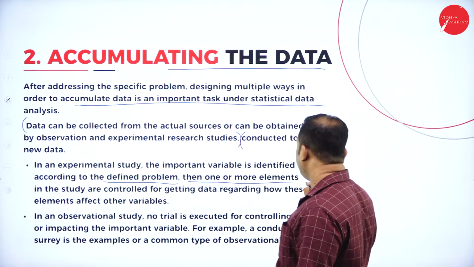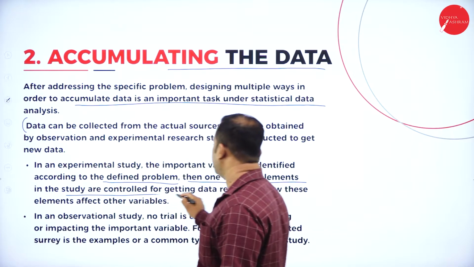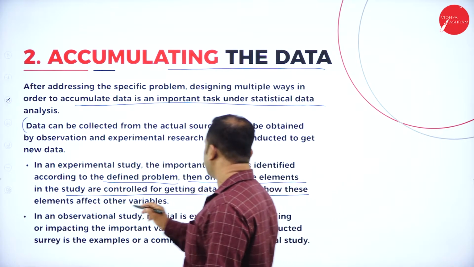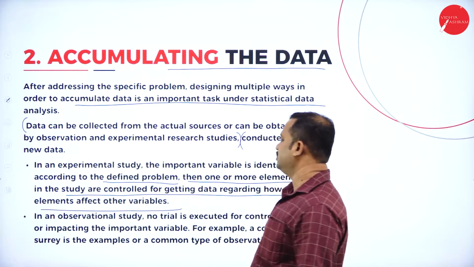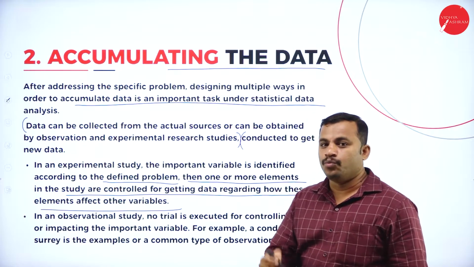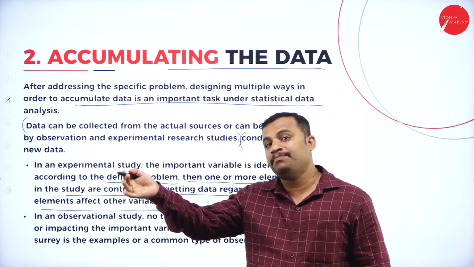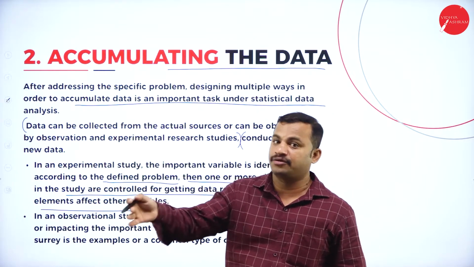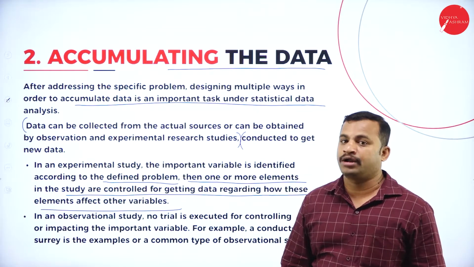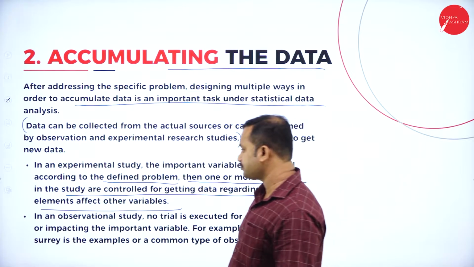Then one or more elements in the study are controlled to get the data regarding how these elements affect the other variables. When one of the attributes or parameters is considered, which are the other parameters that are going to be affected by this parameter or attribute is considered here.